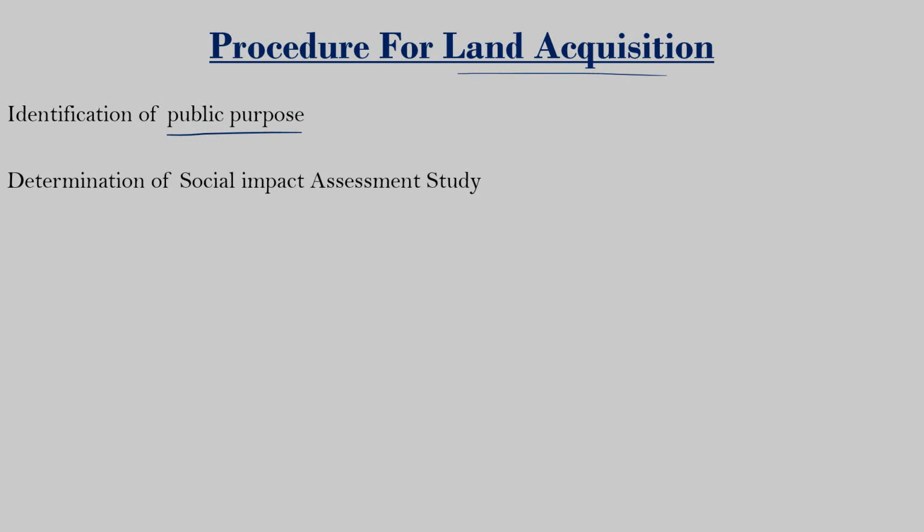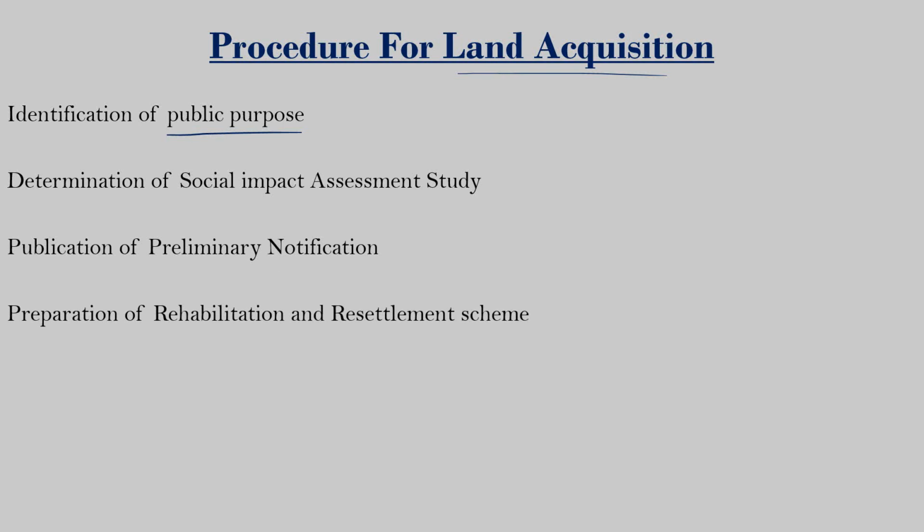Hello everyone. In this video, we are going to understand the procedure and the steps involved in the process of acquisition of land by the government. So the first step is identification of public purpose, and the next is determination of social impact assessment study, publication of preliminary notification, preparation of rehabilitation and resettlement scheme, determination of award, dispute resolution and appeal.